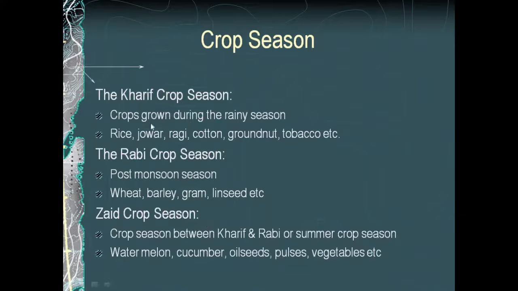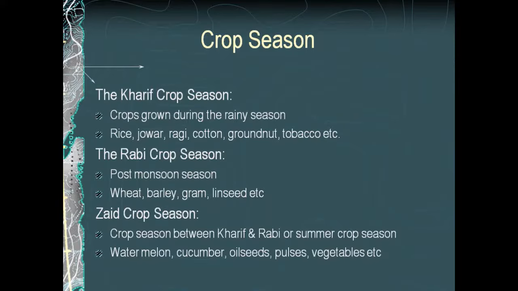Kharif crops are crops grown during the rainy season, or crops grown at the onset of monsoon. When monsoon rainfall starts, at that time crops will be grown. In this season they grow rice, jowar, ragi, cotton, groundnut, tobacco, etc. Sowing takes place in the month of June or July, and they commonly harvest after three months. So that is a Kharif crop.